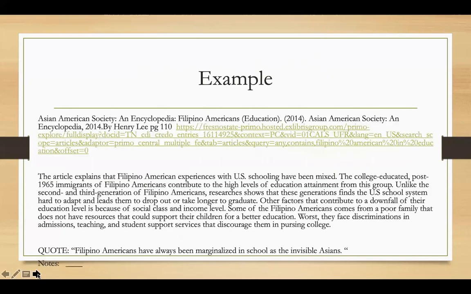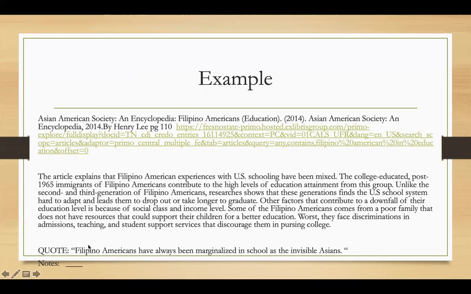All right, so I want to give you an example of one way to do an annotated bibliography. Do you see it says Asian American Society and Encyclopedia, Filipino American Education? See how it's the name, where it's from, the title of the article, the year, then the actual encyclopedia entry, and then you put the author here and the page number. Now here's what I'm going to ask you to put in: where you found it, the location.